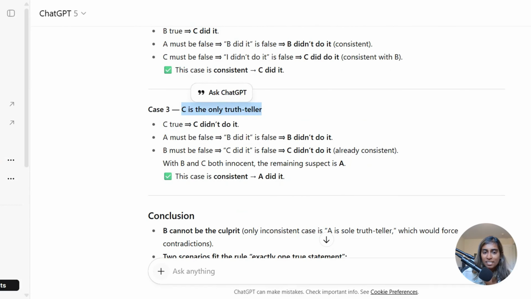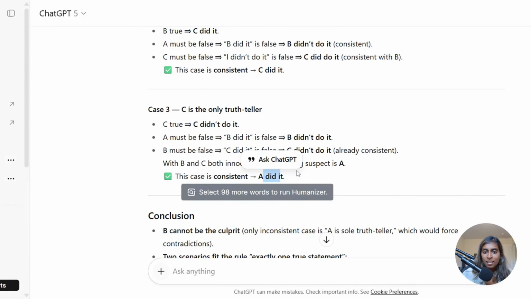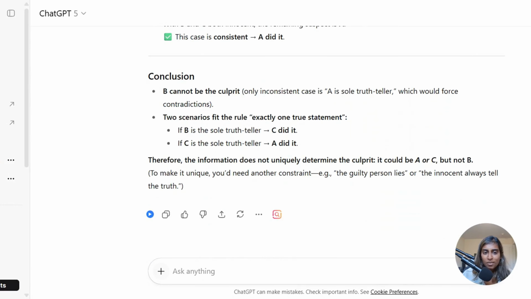And then case 3, it's consistent, A did it. Okay, so then B cannot be the culprit. The only inconsistent case is A as sole truth teller, which would force contradictions. Two scenarios fit the rule. Therefore, the information does not uniquely determine the culprit. To make it unique, you'd need another constraint: the guilty person lies or the innocent always tells the truth.